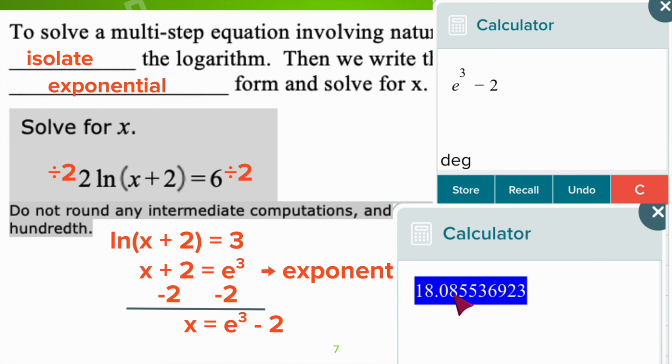All right, so that is using logarithms and natural logs to solve multi-step equations.